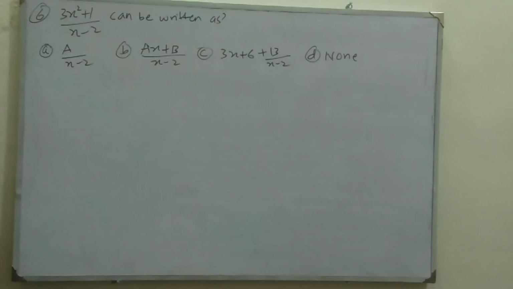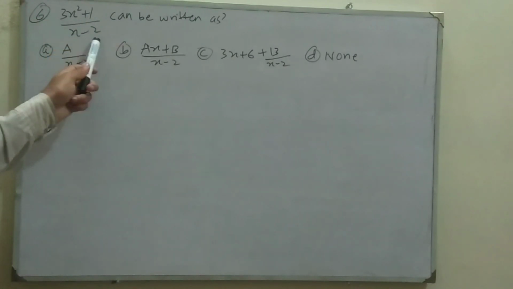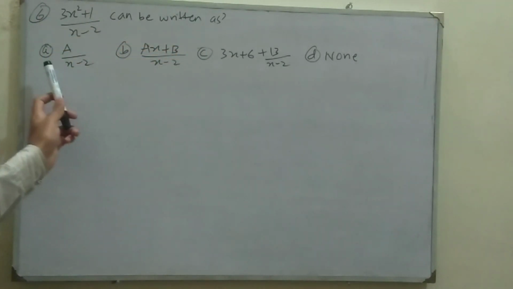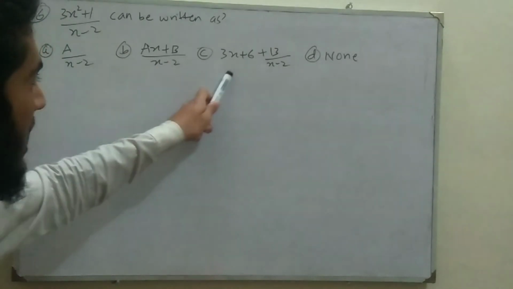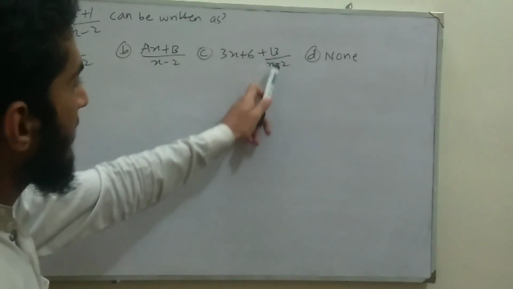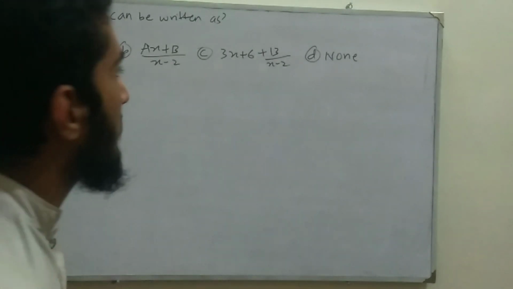Moving to the last MCQ, number 6 of today's lecture, related to partial fractions, chapter number 4, class 10. It asks that (3x squared plus 1) divided by (x minus 2) can be written as. Option A is A over x minus 2, B is (Ax plus B) over x minus 2, C is 3x plus 6 plus 13 divided by x minus 2, and the last option is D, none.